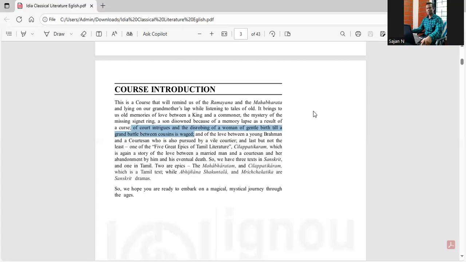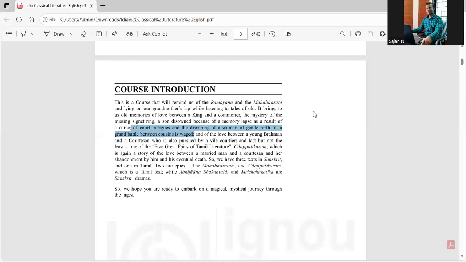The story revolves around two branches of the Kuru dynasty. What are they? The Pandavas and the Kauravas. Kuru dynasty is the dynasty, and from that dynasty only these two branches are coming.